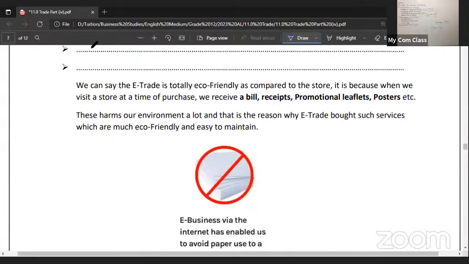It's the environmental friendliness, right? Please write eco-friendly.